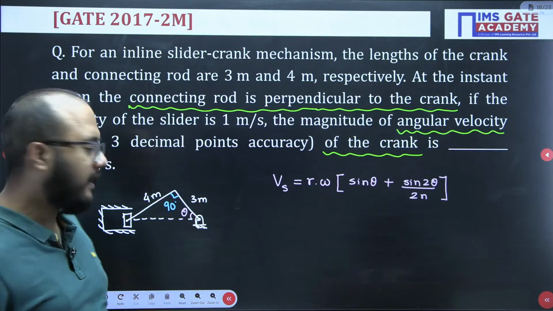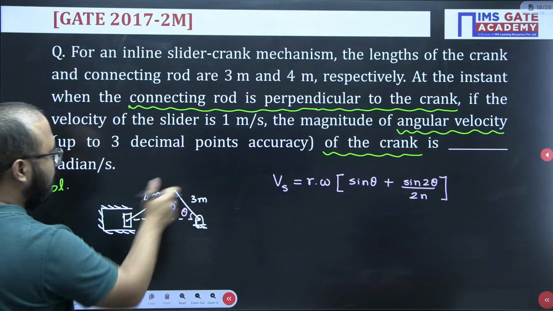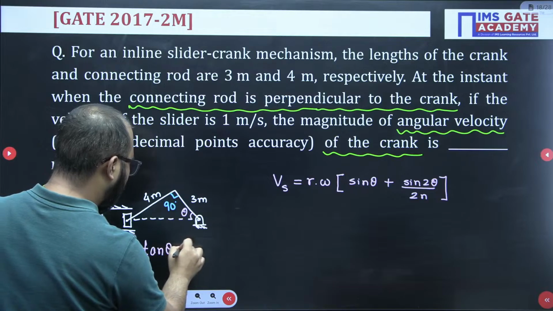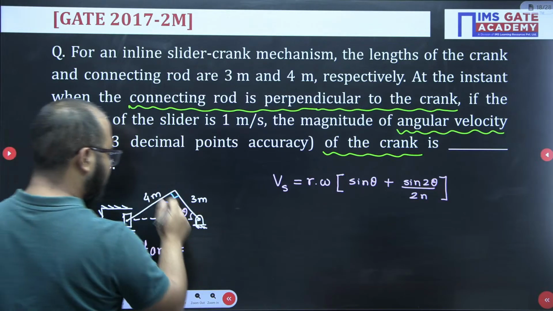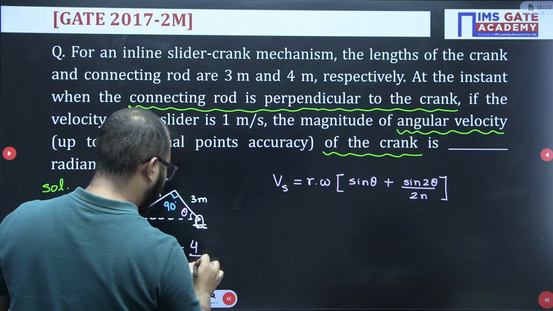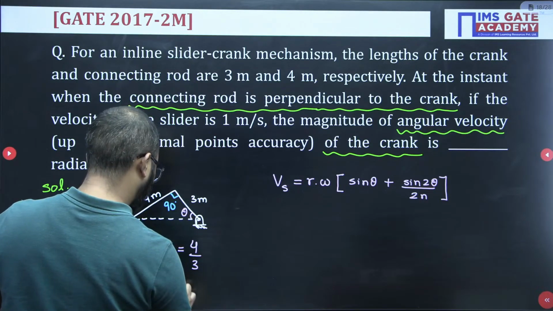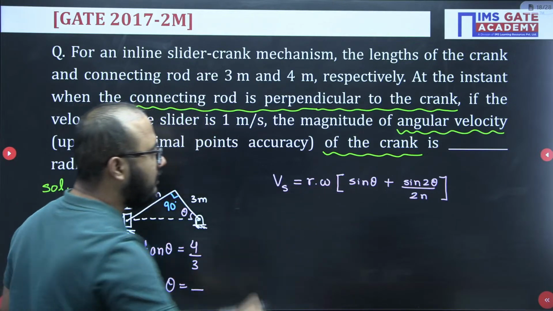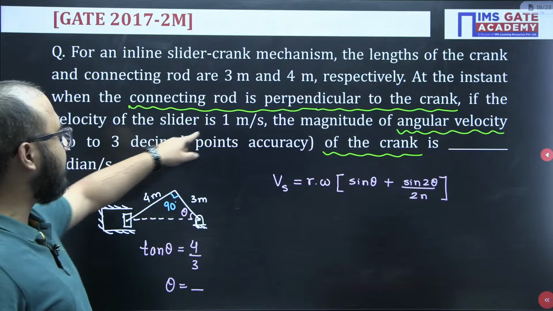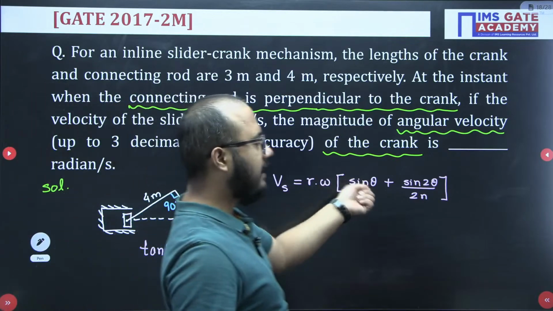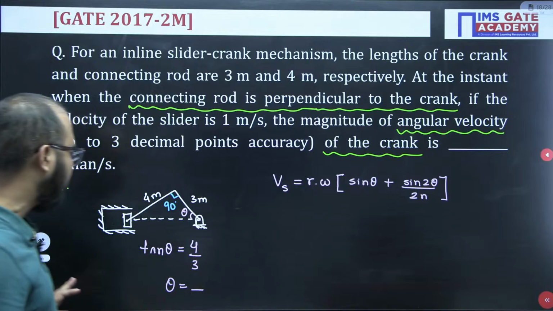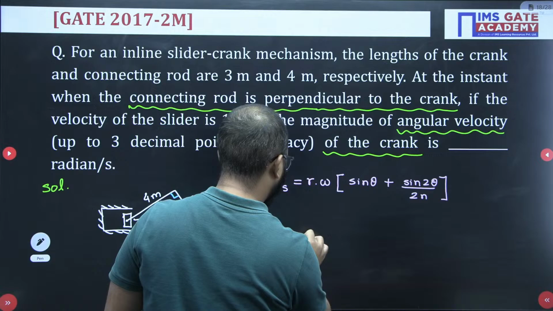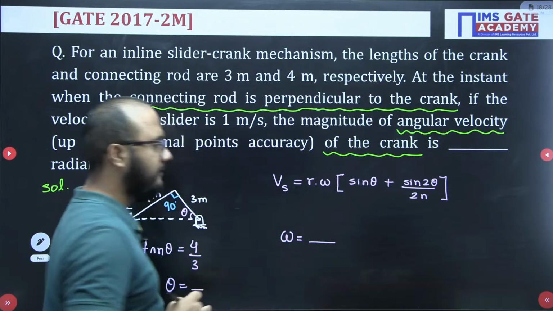Simple trigonometry we can apply. In front of theta, this is the perpendicular, this is the base. So tan theta is equal to perpendicular upon base. So in front of the angle, this is perpendicular, 4 divided by 3. From this I will calculate the theta value, and that theta I will put, because velocity of slider is given. Velocity of slider is 1 meter per second. Theta we will calculate from basic trigonometry, and then finally omega we can easily calculate. We will get the answer of omega.